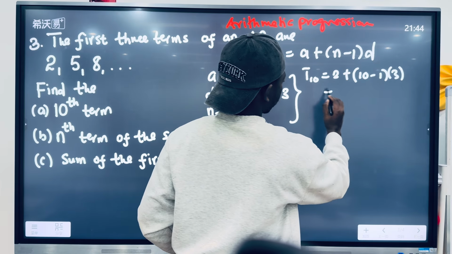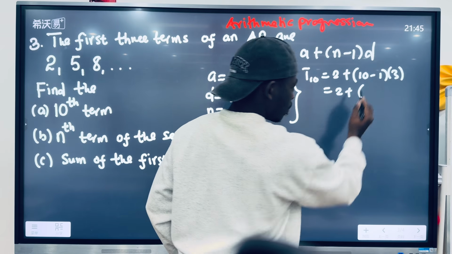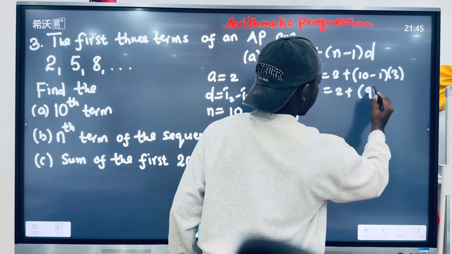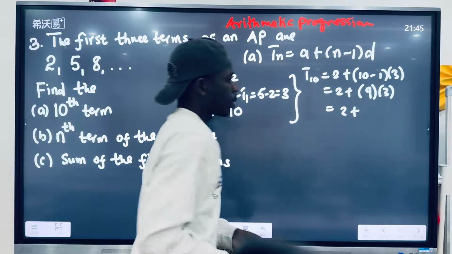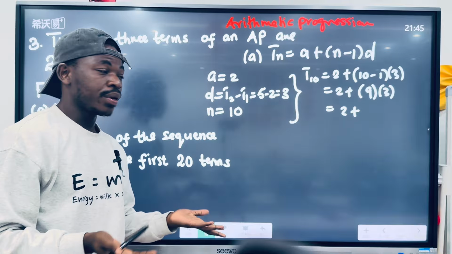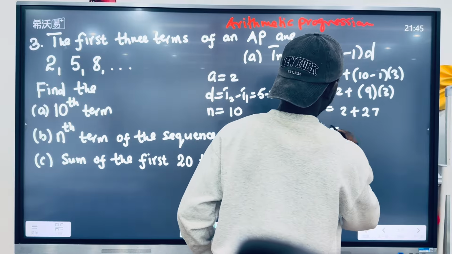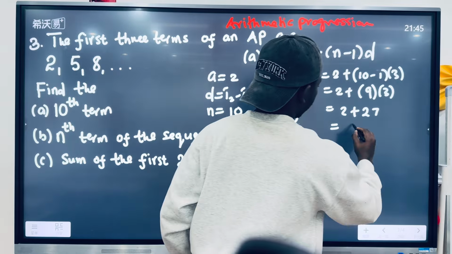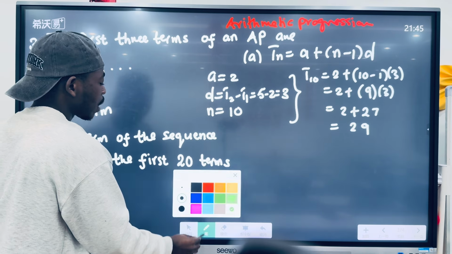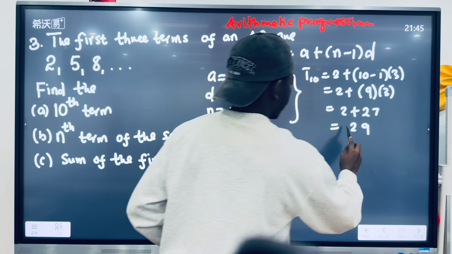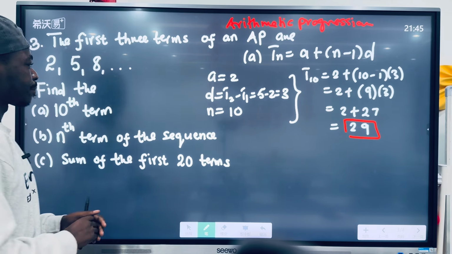Let's simplify. We have 2 plus 10 minus 1, which is 9, so 9 multiplied by 3. 9 multiplied by 3 is 27. Then 2 plus 27 is 29. So that is term number 10. That is how you get it. Okay, so let's go to the next question.